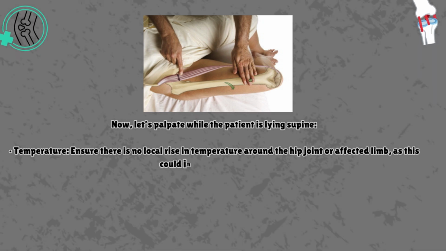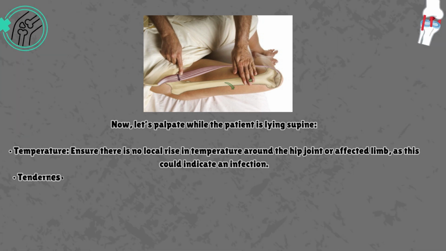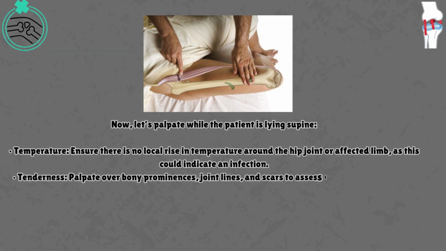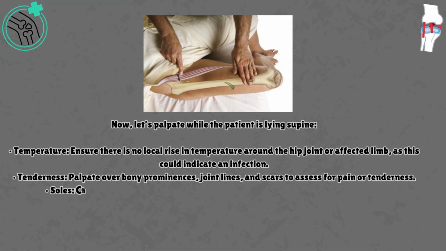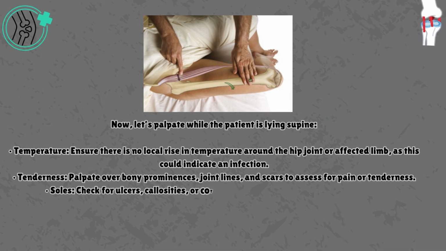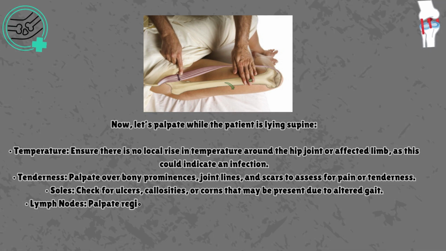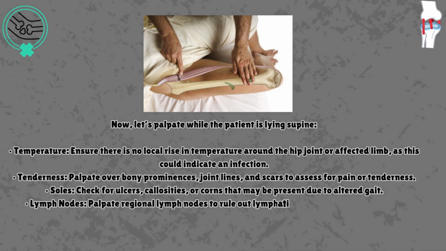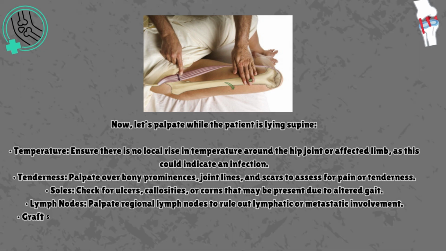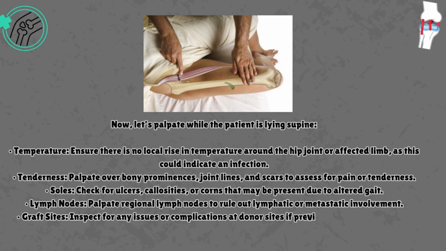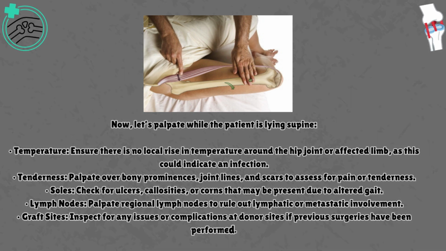an infection. Tenderness. Palpate over bony prominences, joint lines, and scars to assess for pain or tenderness. Soles. Check for ulcers, callosities, or corns that may be present due to altered gait. Lymph nodes. Palpate regional lymph nodes to rule out lymphatic or metastatic involvement. Graft sites. Inspect for any issues or complications at donor sites if previous surgeries have been performed.